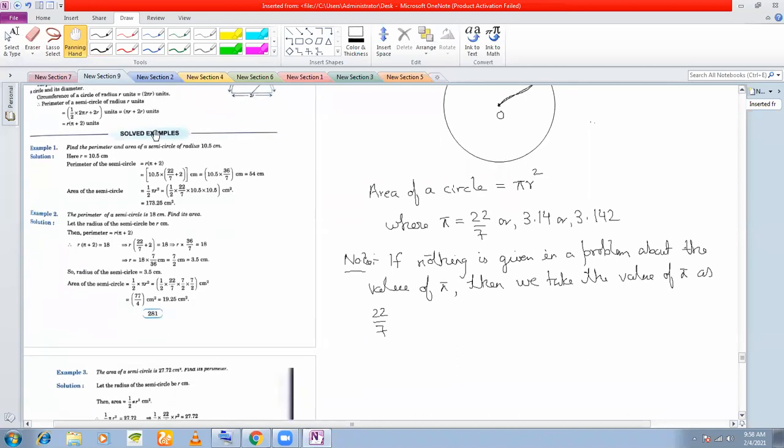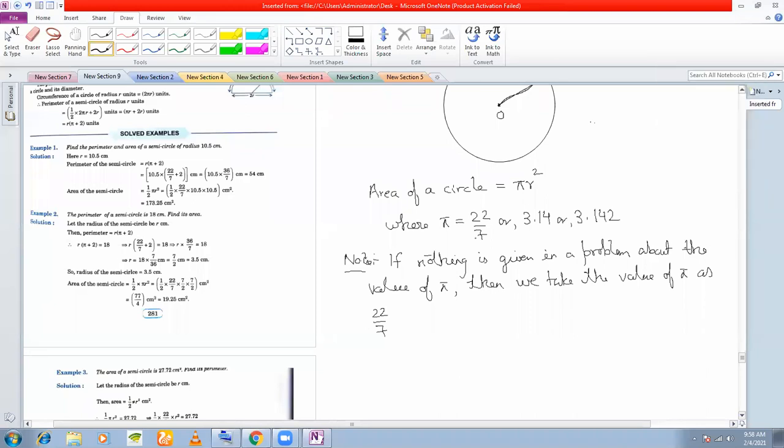And there's one more thing that you must remember in calculation. Try to put the value of pi at last. I will show you how to deal with pi. But try to put the value of pi at the end of the problem, because that will reduce your calculation.